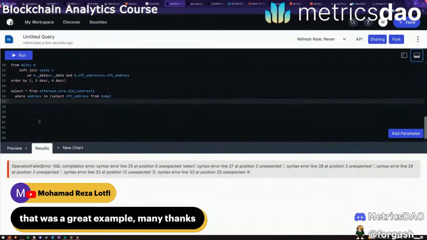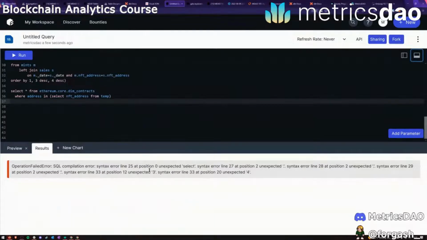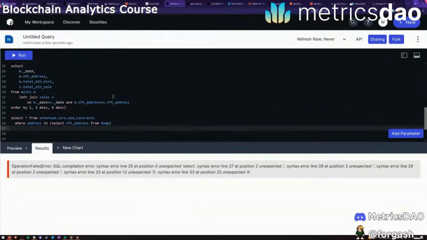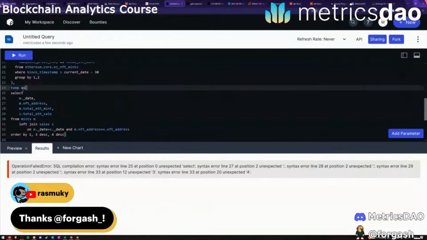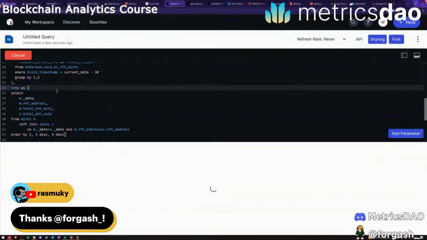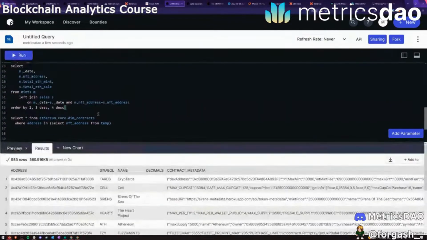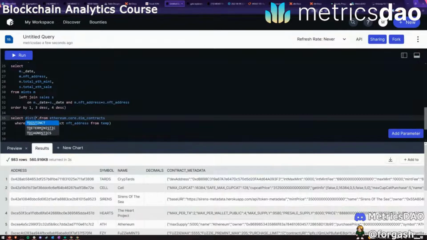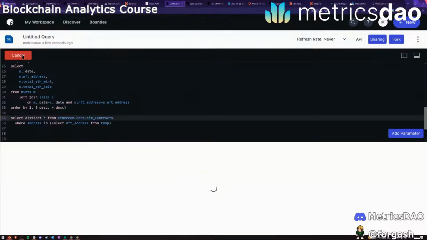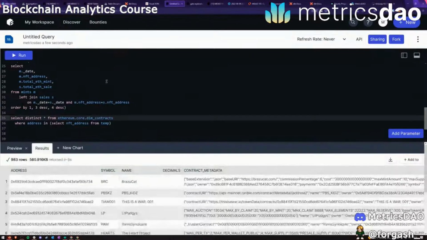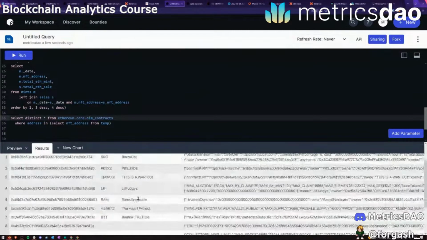Line 33. Line 25. That's up here. As. That's like the fifth time I've forgotten as. So now we have 983 rows. I wonder if that will be cut down. It shouldn't be, because I can't imagine there's duplicates in here. No. So that's awesome.